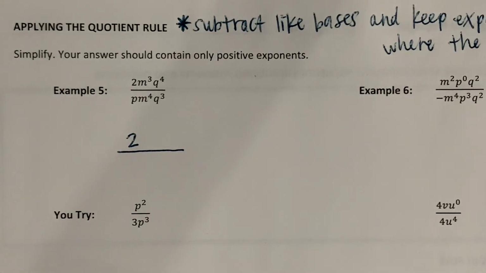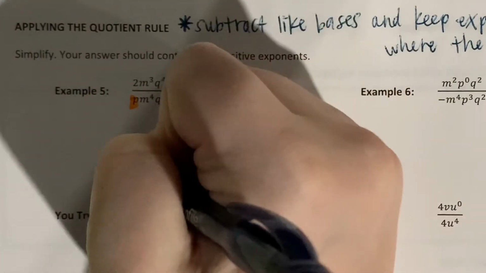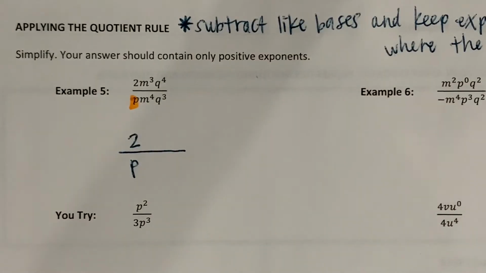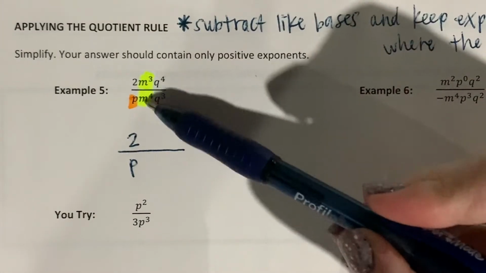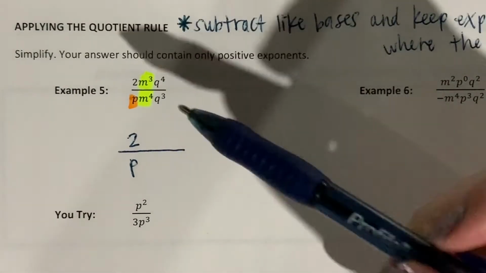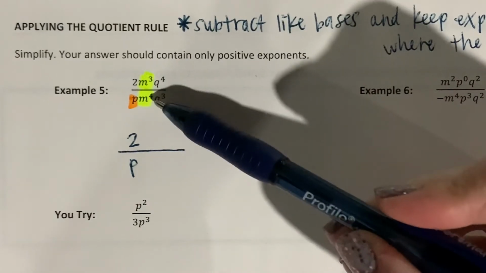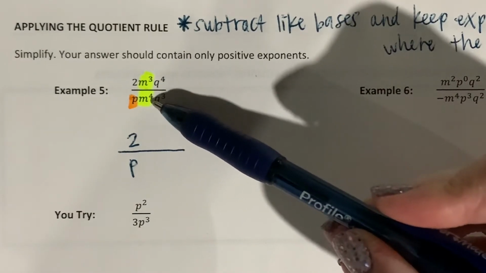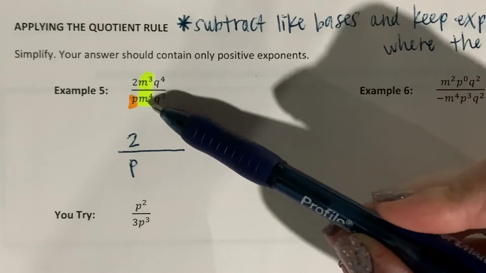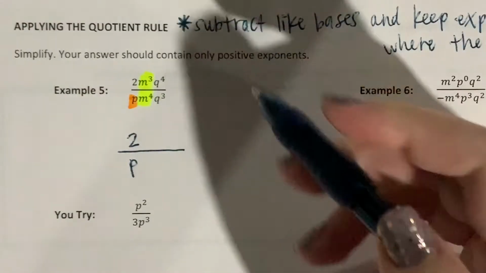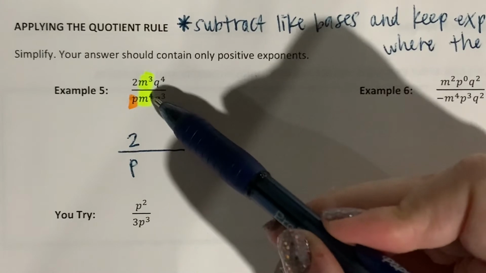Now I can move on to start to look at like bases. So I see, in the bottom, I have just a p by itself. So that p is going to stay by itself in the bottom. I notice I have m's in top and bottom. I have m to the 3rd and m to the 4th power. So because these have a like base of m, I can subtract the exponents. So what's the difference between 4 and 3? 4 minus 3 is 1. And I will keep that m to the 1 where the bigger exponent was, or in this case, where m to the 4 was. So again, 4 minus 3 is 1, so I have m to the 1.